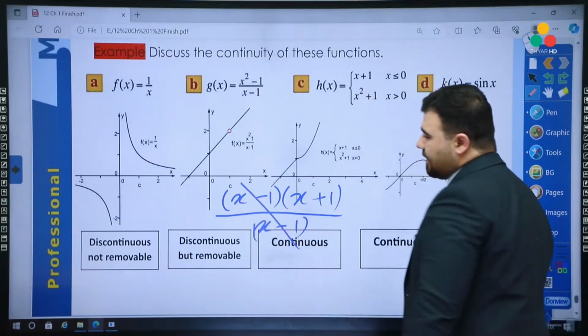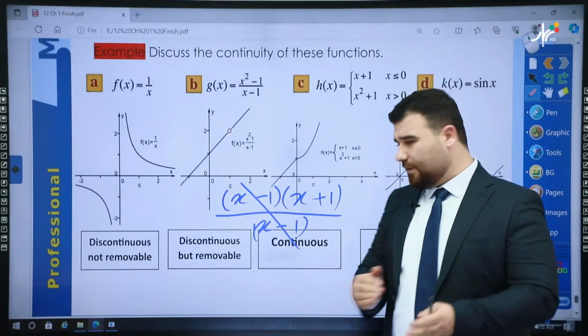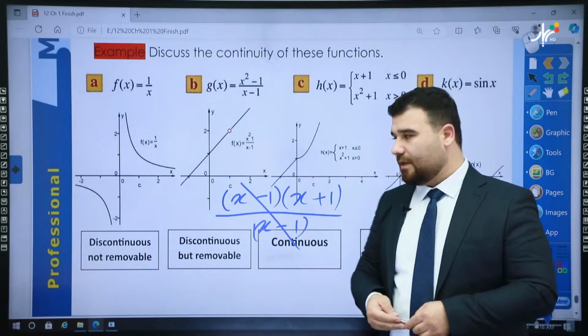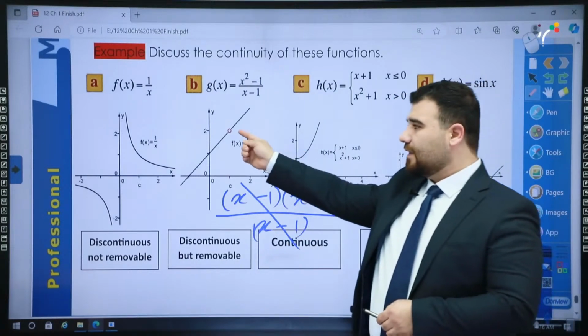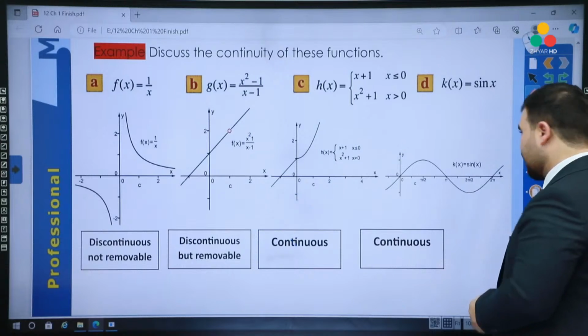X minus 1 cancels x minus 1. What's remaining is only x plus 1. And if we put 1 in place of x here, it will be 2. It's defined, it has no problem. Then this discontinuity point is removable. This is the meaning of it.